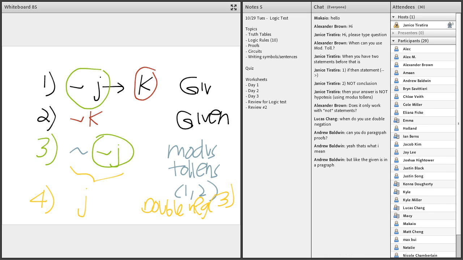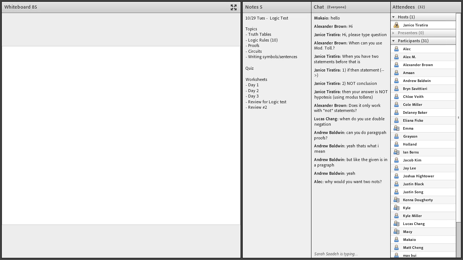When do you use double negation? I just used double negation. You use double negation when you want to get rid of 2 nots, or if you want to create 2 nots. Oh, I see. So you're asking, Andrew, if you're given a situation with a lot of sentences, how to make it into a 2-column proof? Why would you want 2 nots? Okay, so I'll show you when you'll want to use 2 nots.